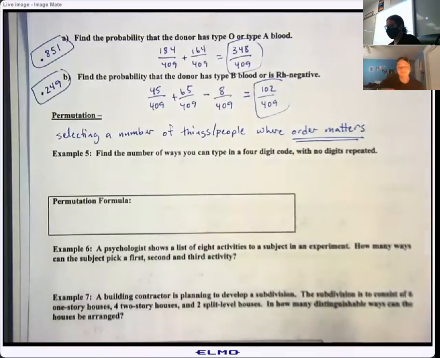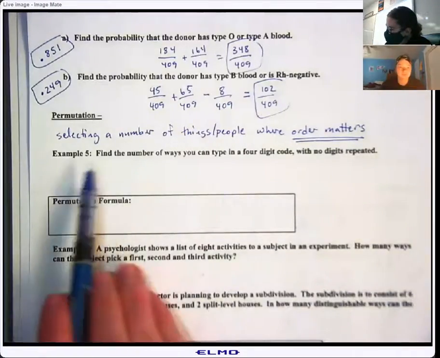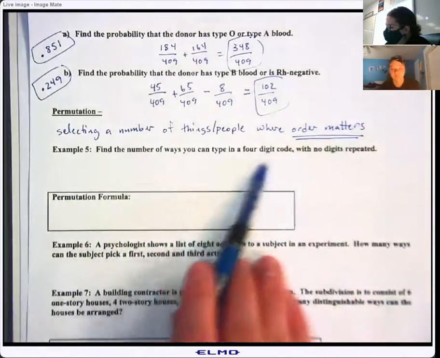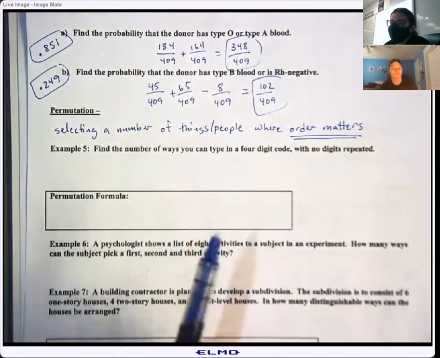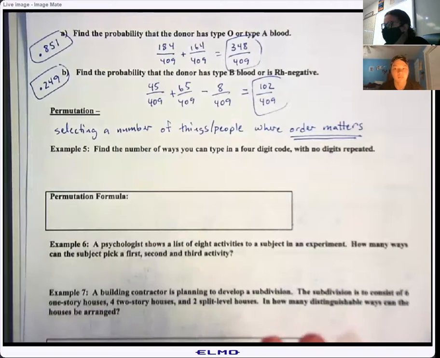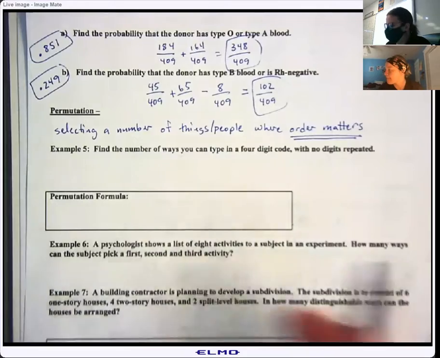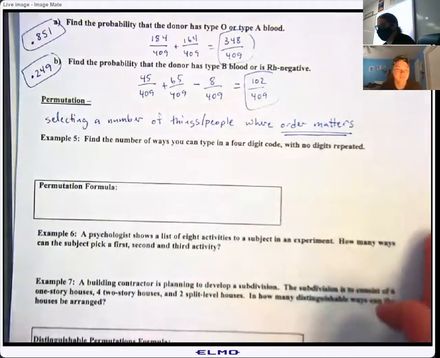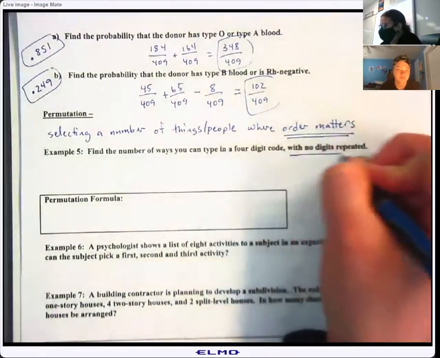Okay. All right. So selecting a number of things where the order matters. So if you're thinking about a 4-digit code, tell me about the 4-digit code you're thinking of right now. If you took those 4 numbers and you mixed them up and you typed them in a different order into whatever you're trying to get into, the garage, the car, your computer, would it work? Unless they're all the same number, which I guess then it would. But if they're all different numbers, you can't just mess up the order. So this is an example of a permutation where we actually care about how many we have. And it says no digits repeated.